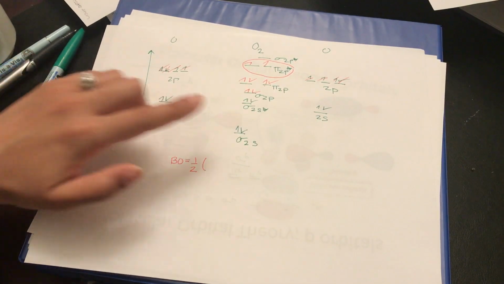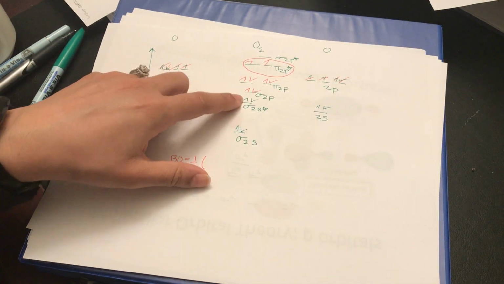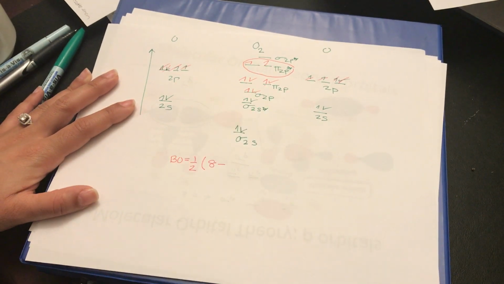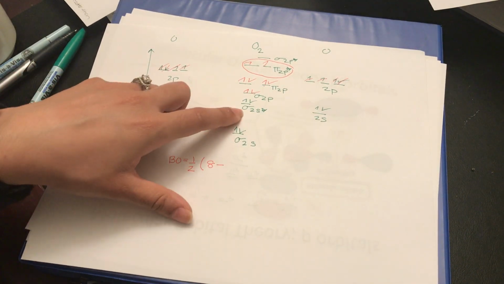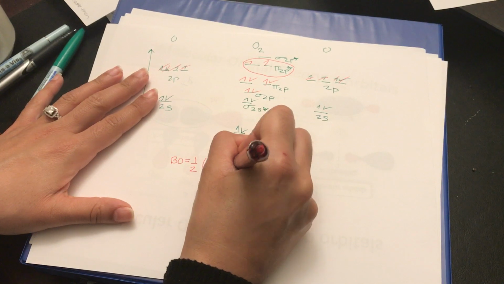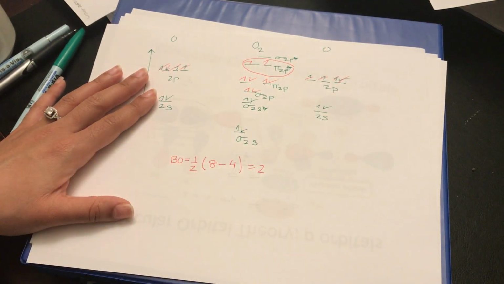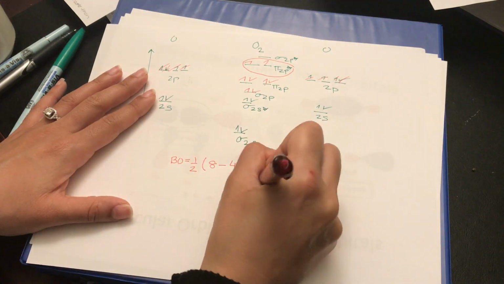Number of bonding electrons: 2, 4, 6, 8, minus number of anti-bonding electrons: 2, 3, 4. 8 minus 4 is 4, divided by 2 is 2. Positive and greater than 0, this is very stable.